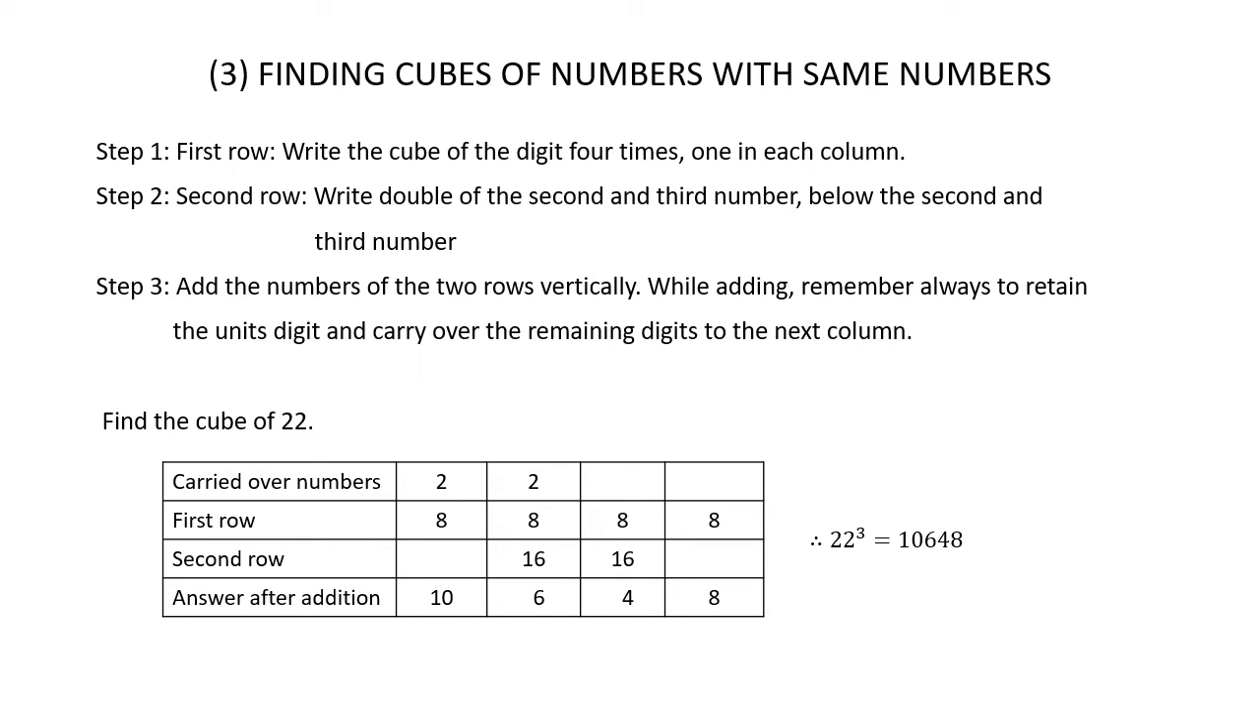2 plus 8 plus 16 is 26. Write 6 in the answer and carry over 2 to the next column. 2 plus 8 is 10. Write 10 as it is. Now you have the answer 10648. So 22 cubed is 10648. Hope you have understood this shortcut method.